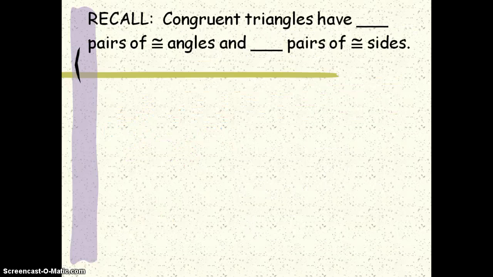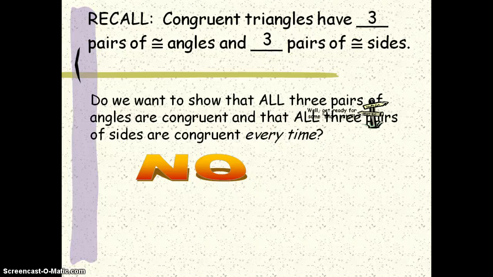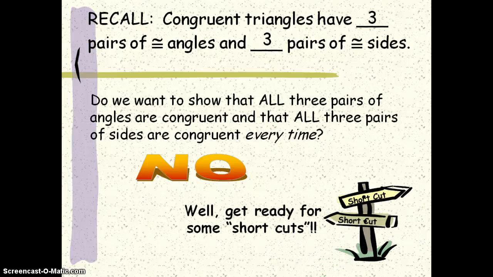Recall from the last video that congruent triangles have three pairs of congruent angles and three pairs of congruent sides. Do we want to show that all three pairs of angles are congruent and that all three pairs of sides are congruent every single time? The answer is no. That would be a lot of work. So today we're going to learn the shortcuts for proving that triangles are congruent.